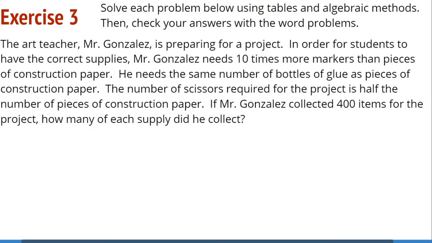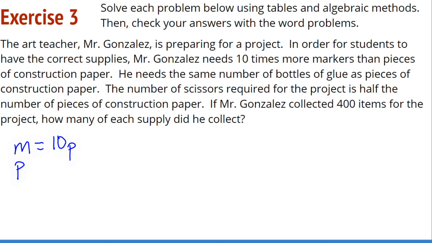All right, here we go. Exercise 3. On this one, I'm going to try out the table. The art teacher, Mr. Gonzalez, is preparing for a project. In order for students to have the correct supplies, Mr. Gonzalez needs 10 times more markers than pieces of construction paper. All right, I hear I've got markers. I hear that I've got construction paper. And I hear that the markers are 10 times the construction paper.